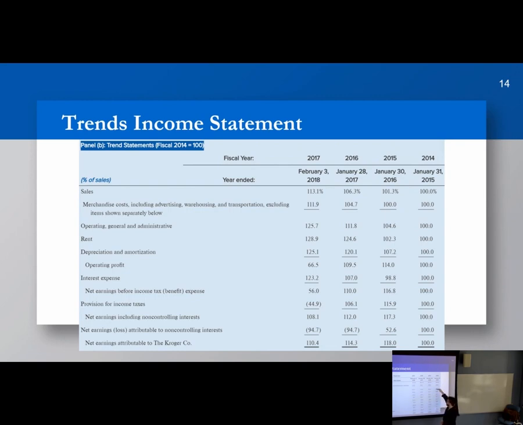For operating and administrative, that has increased almost 25%. Rent has increased almost 30%. Depreciation and amortization increased 25%. So these are relatively large percentage point increases, but because they are making up smaller and smaller fractions of a company's proportion of revenue, they do not necessarily offset the increase in revenue, not necessarily resulting in a reduction in profit.